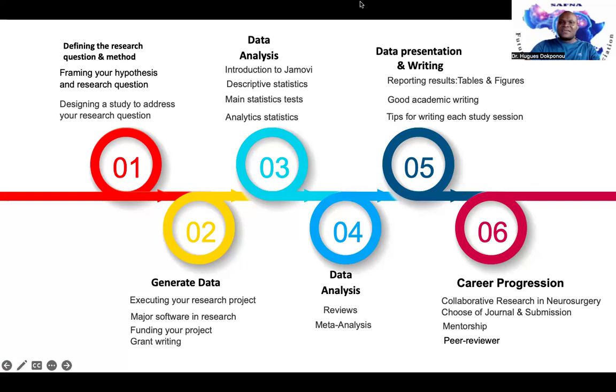I believe that the time will allow us to do that, because this is the program, the short curriculum for 2025-2026, and we'll be running the research webinar each 2 months. One month will be for education, the other month will be for research, and the last one we will talk about career progression. We will find someone that has great experience in collaborative research in neurosurgery, how to choose the journal, information, mentorship, and how to become a good peer reviewer.